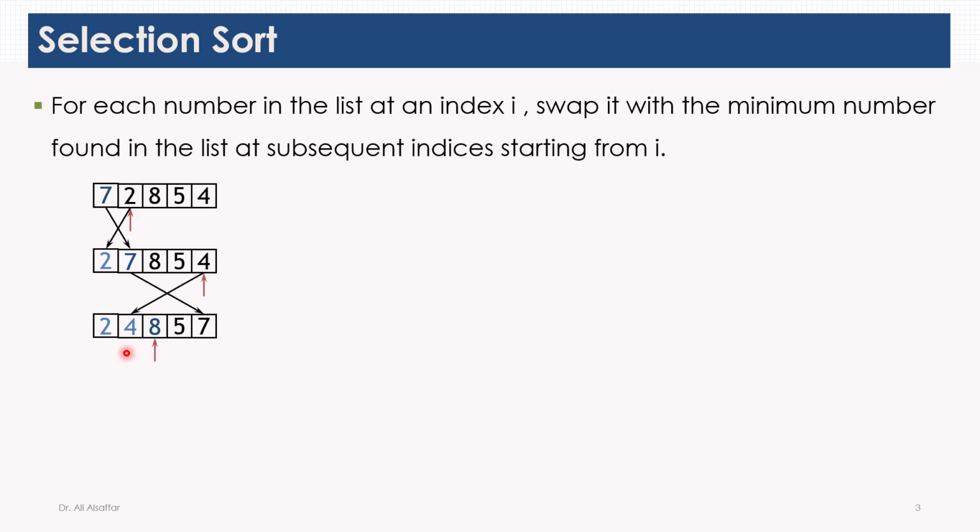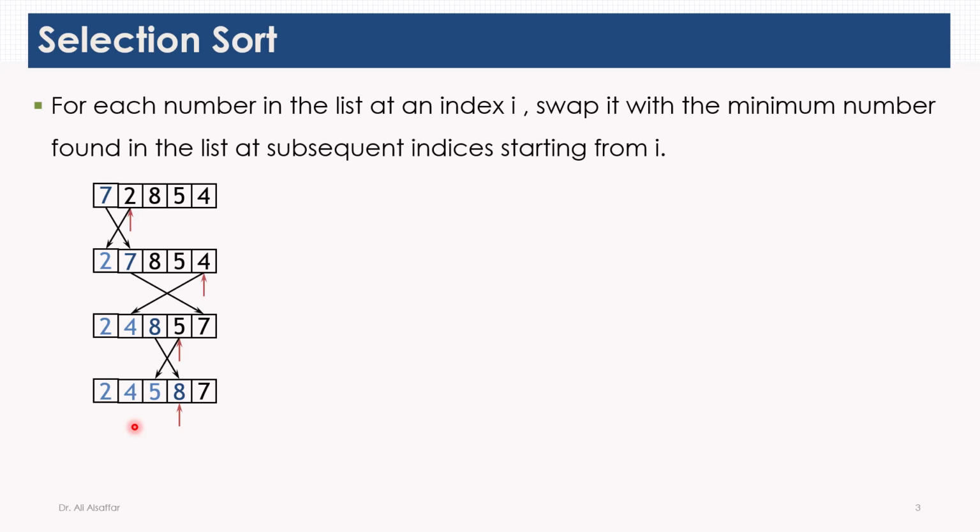Next is 8. We have to look at all elements on the right-hand side of 8 and find the minimum. So we search 8, 5, and 7, and 5 is the minimum, so we swap 5 and 8, and now 5 is the third minimum integer in the array. So now the first minimum is inserted at index 0, the second minimum at index 1, and the third minimum is inserted at index 2. Now is the time to check 8, and again we look at all elements on the right-hand side of 8.